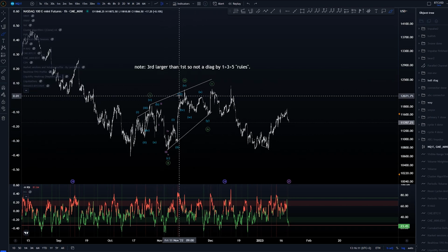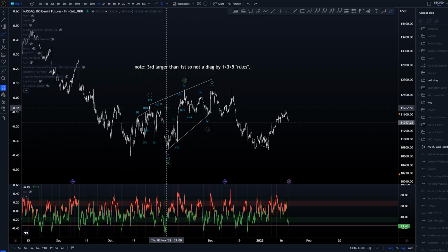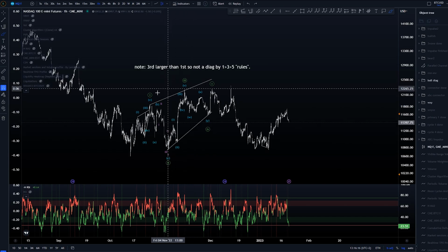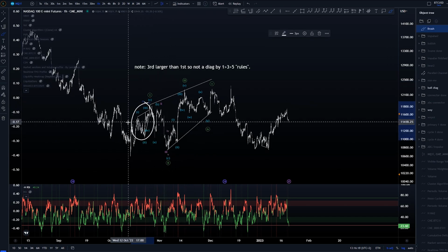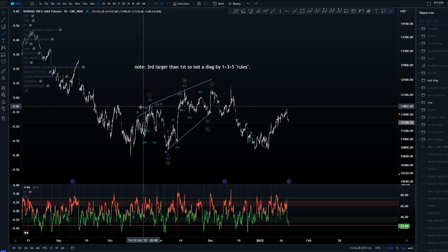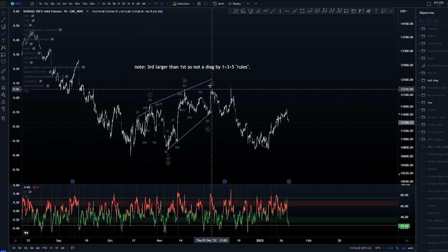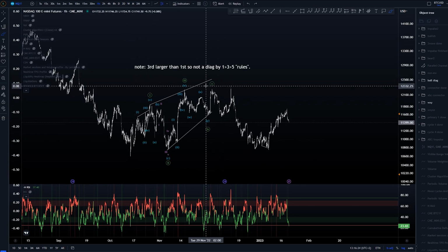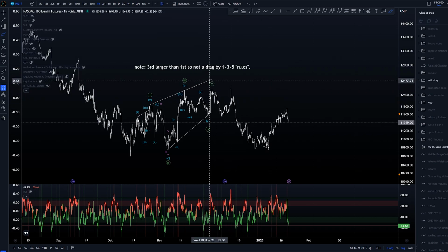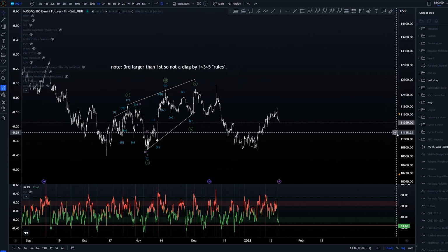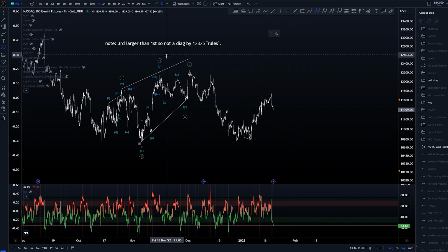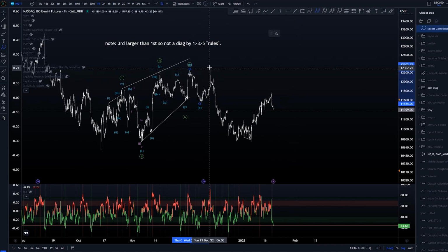The wave 3 is larger than wave 1, so it's not really that pretty in that sense either, and we would have to force some kind of wave, a diagonal, here on wave 1 as well. So again, not really a pretty one. I would still keep this in mind, however, but not really a main count in any case.